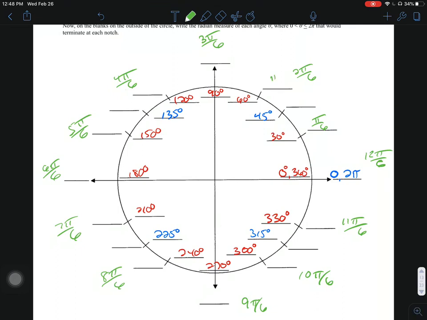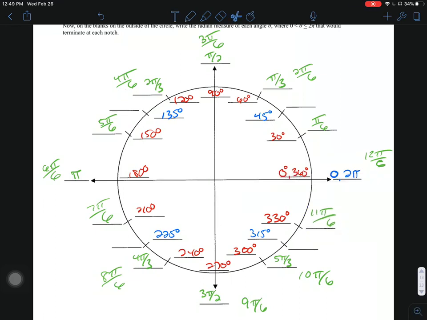2 pi over 6 reduces to pi over 3. 3 pi over 6 reduces to pi over 2. 4 pi over 6 is 2/3 pi. 5 pi over 6 is already reduced. Let me write that more legibly. 6 pi over 6 is pi. 7 pi over 6 is already reduced. 8 pi over 6 reduces to 4 pi over 3. 9 pi over 6 is 3 pi over 2. 10 pi over 6 is 5 pi over 3. 11 pi over 6 is already reduced. And 12 pi over 6 we already had written as 2 pi.